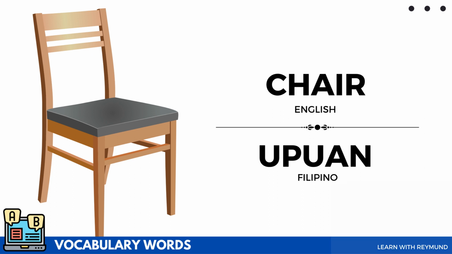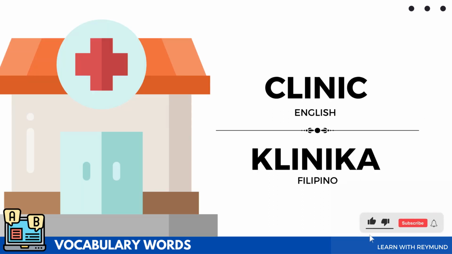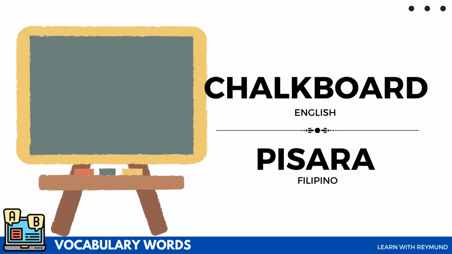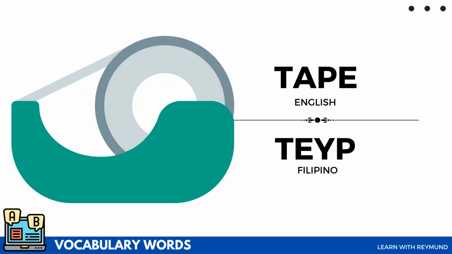Chair, upuan. It's a clinic in English, while in Filipino, it's a klinika. Clinic, klinika. In English, it's a chalkboard or blackboard, while in Filipino, it's a pizarra. It can also be a chalkboard or it can also be a blackboard. Chalkboard, blackboard, pizarra. In English, it's a tape, while in Filipino, it's also a tape, but the spelling is Filipinized.